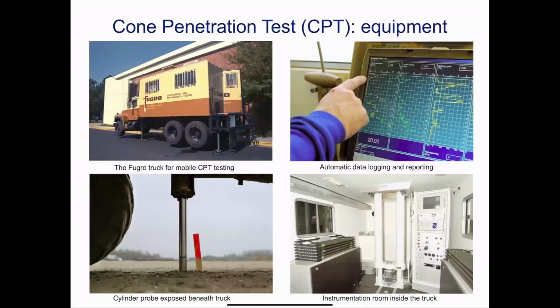To show you some realistic pictures of it, this is a Fugro truck for mobile CPT testing. It can be stabilized to provide a bit of reaction. Inside these trucks is a frame to provide reaction to push this cone in. You don't need a lot often. So this is the truck. It can be stabilized with these stabilizers. Inside there's a loading frame.